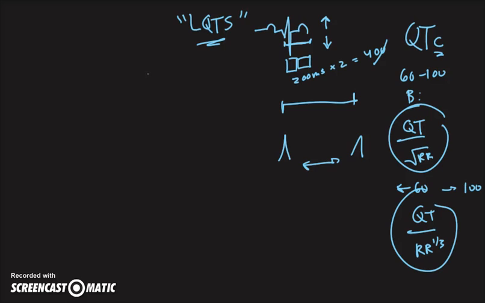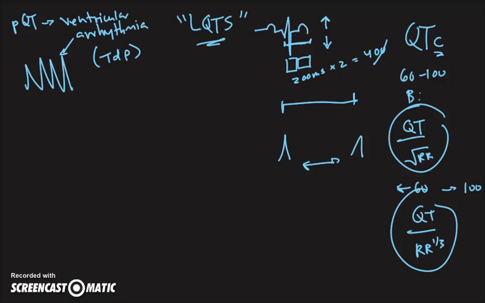So why does this matter? Well, it matters that if this QT interval gets prolonged, prolonged QT can lead to a ventricular arrhythmia. And one such ventricular arrhythmia is torsades de pointes. If you think of ventricular tachycardias, they kind of look like this. Torsades looks like this, twisting around a wave or something like that.